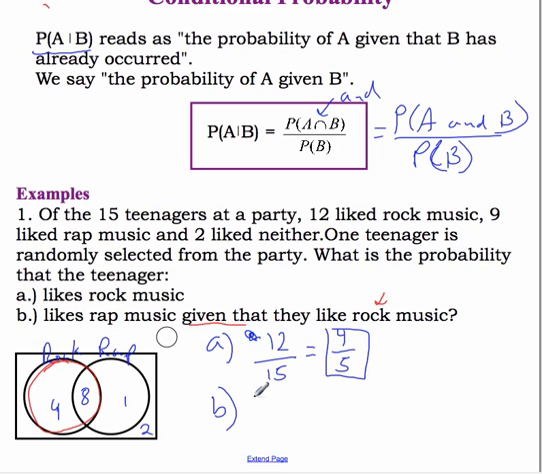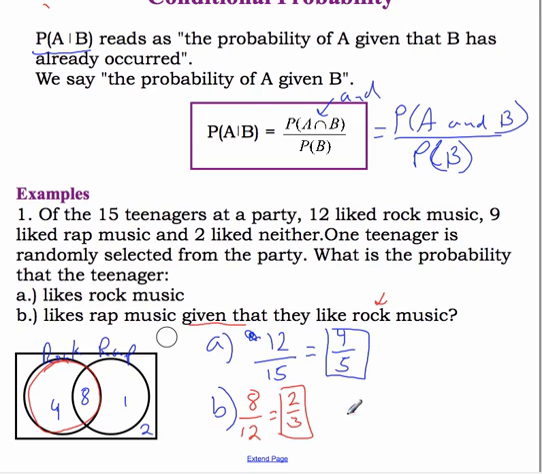Well, there's 8 people in this group that also like rap music, but there's 12 people altogether in this red circle that I've drawn here. So the probability is 8 out of 12. I can divide by 4 and get 2/3. So the probability is 2/3 that someone likes rap music, given that you already know they like rock music.